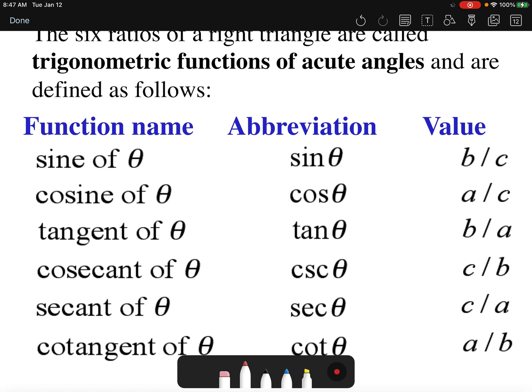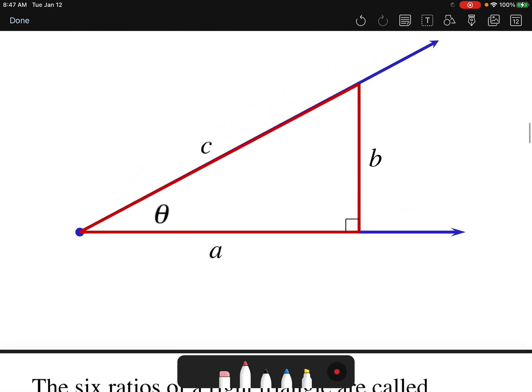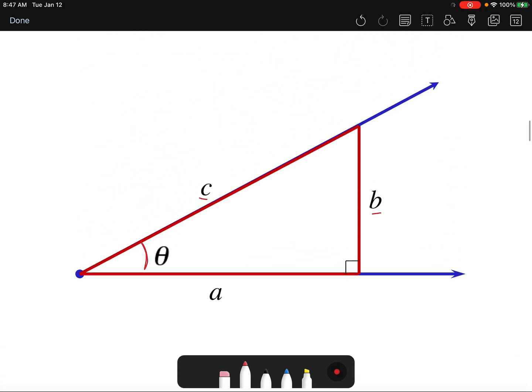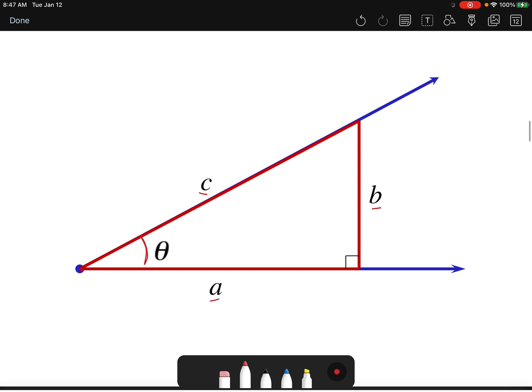The sine is going to be opposite over hypotenuse. So the sine of this angle is opposite over hypotenuse, O and H, B over C. The cosine is going to be adjacent over hypotenuse. The tangent is opposite over adjacent. I'll just go ahead and write these. And that's the hypotenuse. So B over A. And then the other 3 we don't really use, to be honest with you.